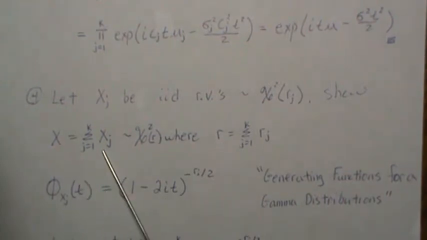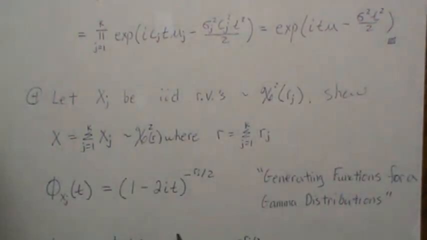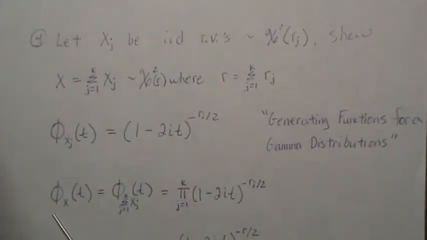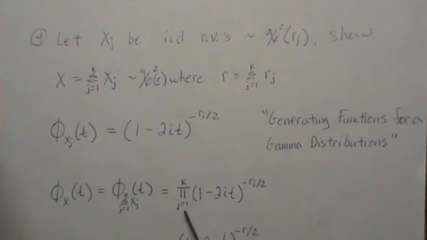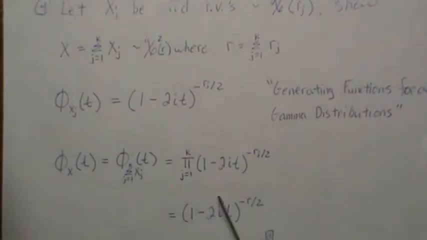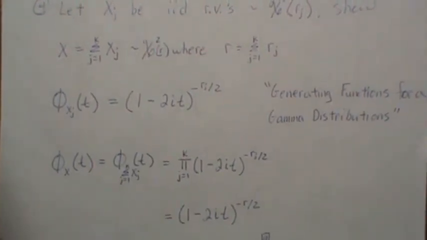So then we need to show that this sum is again of this form of a chi-squared. So we plug in, we find the characteristic function of x, which is this sum, and they're IID. So it's the product, and then we plug in those here, and there's r_j of them, and so we add. Since it's the like base and we're adding exponents, it just becomes r, and this is again the form of a chi-squared distribution. So this sum is again chi-squared.